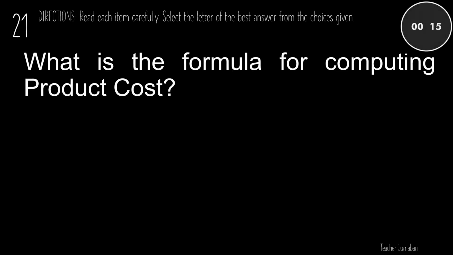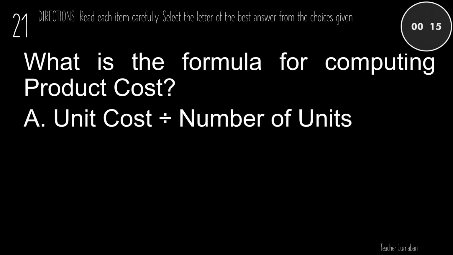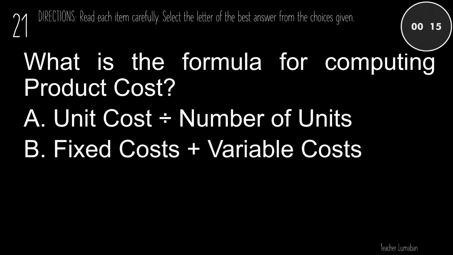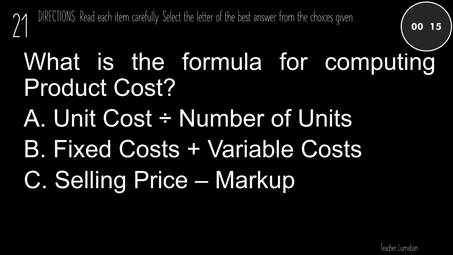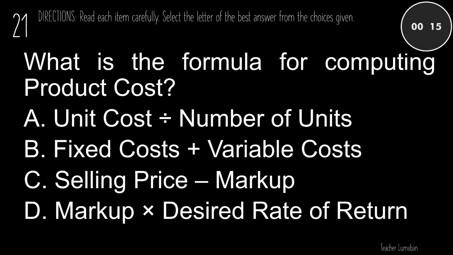What is the formula for computing product cost? A. Unit cost divided by number of units. B. Fixed costs plus variable costs. C. Selling price, markup. D. Markup times desired rate of return.